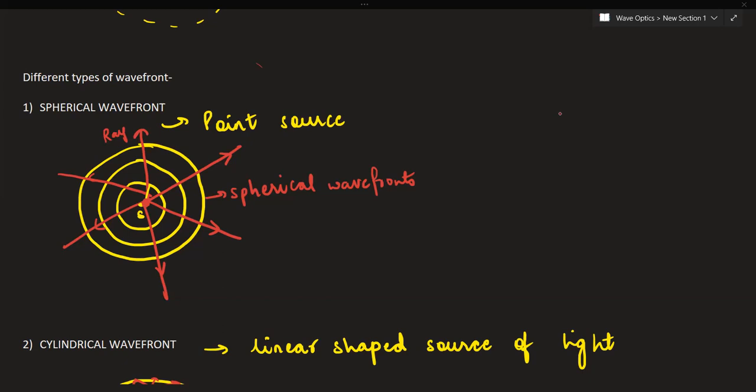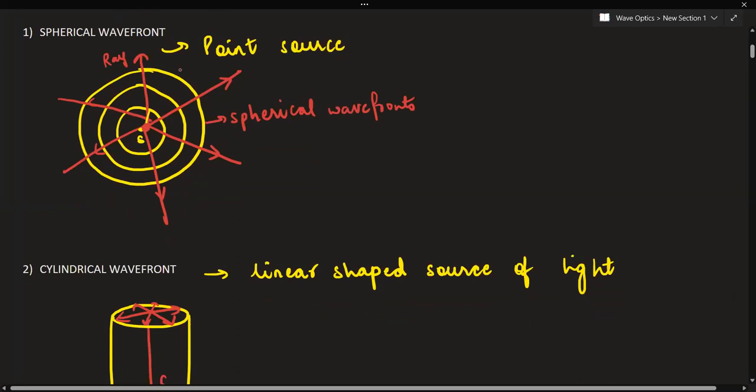Ma'am, I can't see anything on the screen. I mean, it's still on spherical wavefront. I can't see what you're writing. No, I'm not writing anything. Is this screen sharing with you all? Yes, teacher.